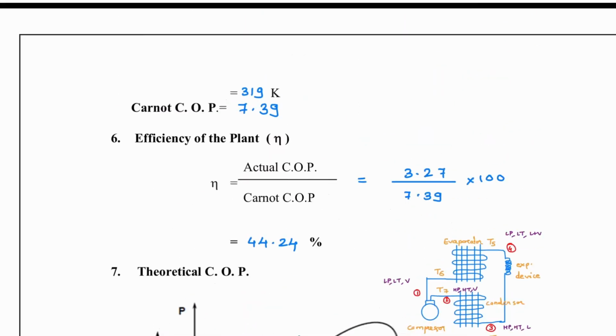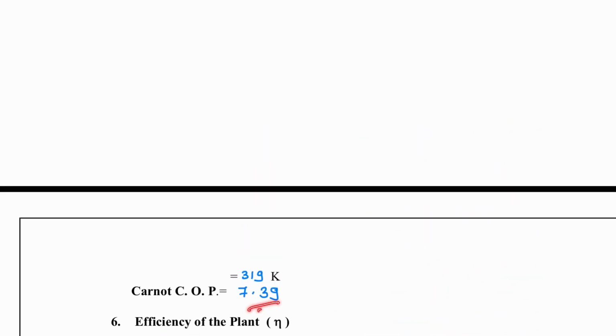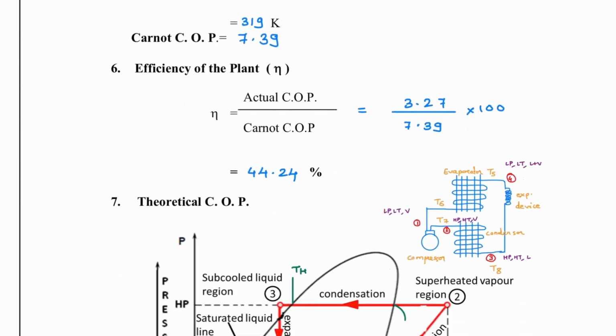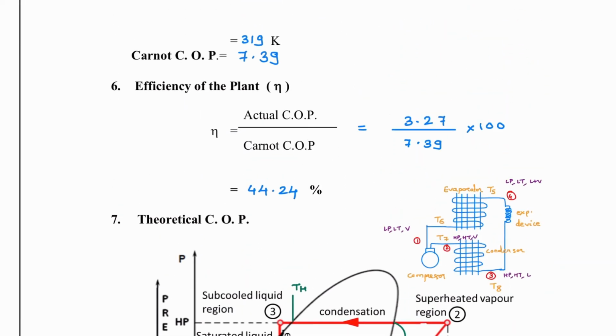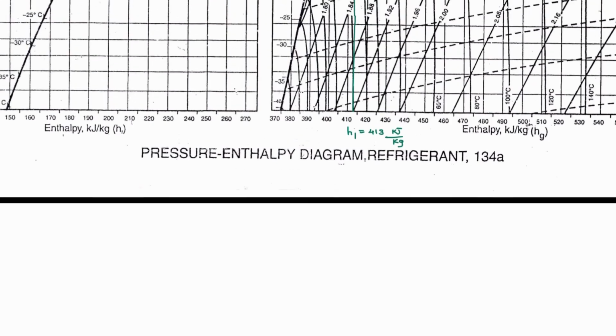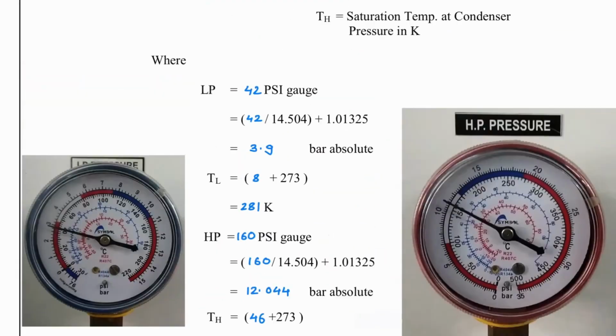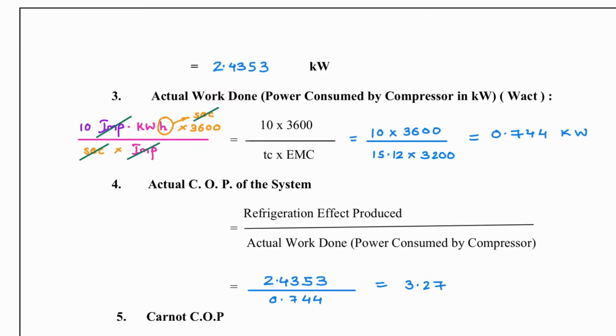Now just compare the values. Which one is the highest COP? Carnot COP, which is 7.39. In between we have theoretical COP, which is 6.76. And the least COP out of these three is the actual COP, which is 3.27.